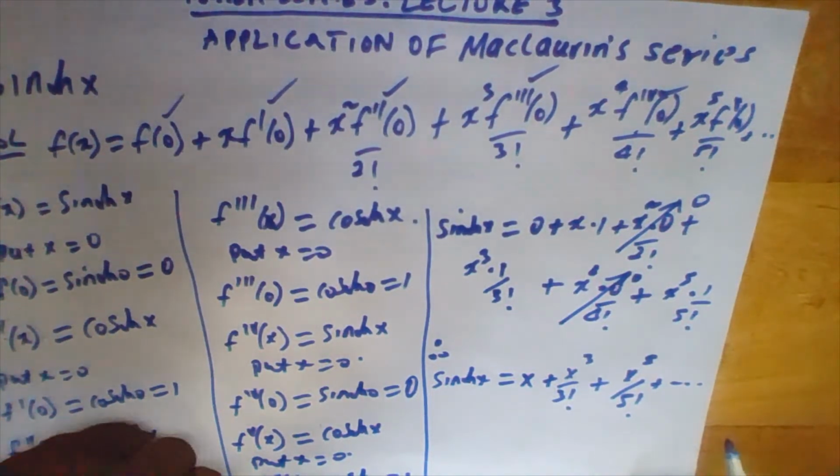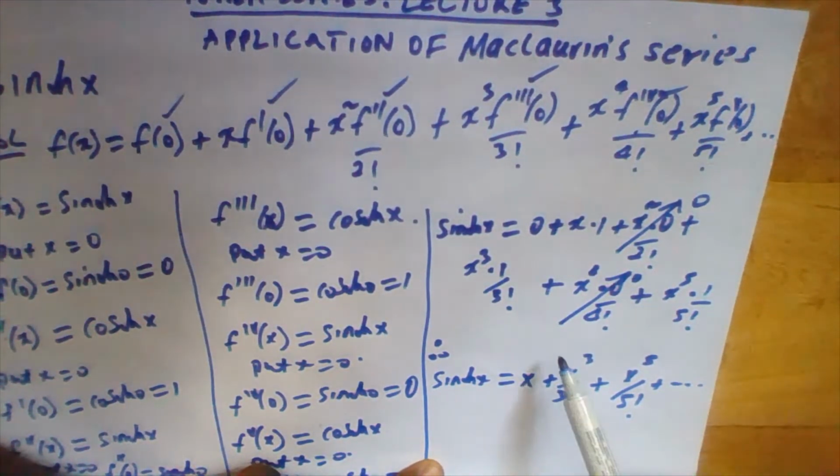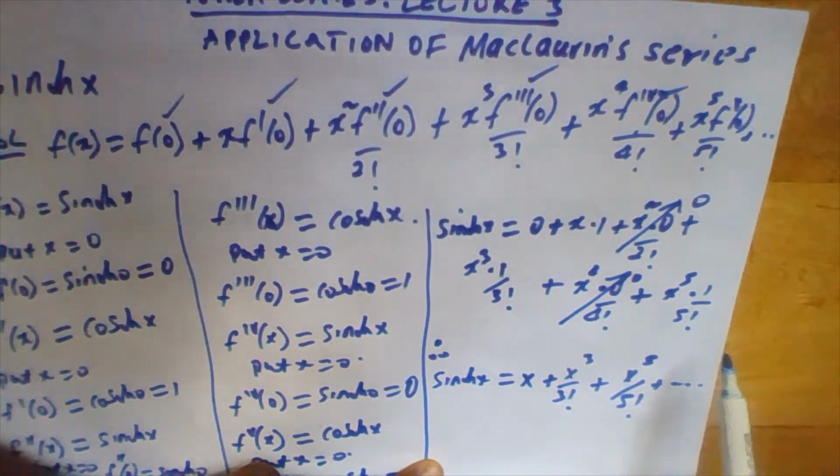So as you can see, this is now the series for sin x equals x plus x cubed all over 3 factorial plus x raised to 5 over 5 factorial, and it continues like that. You can see that there is a pattern: x raised to 1, x raised to 3, x raised to 5. So there are odd powers of x, and the next will be x raised to 7, of course, all over 7 factorial, etc.